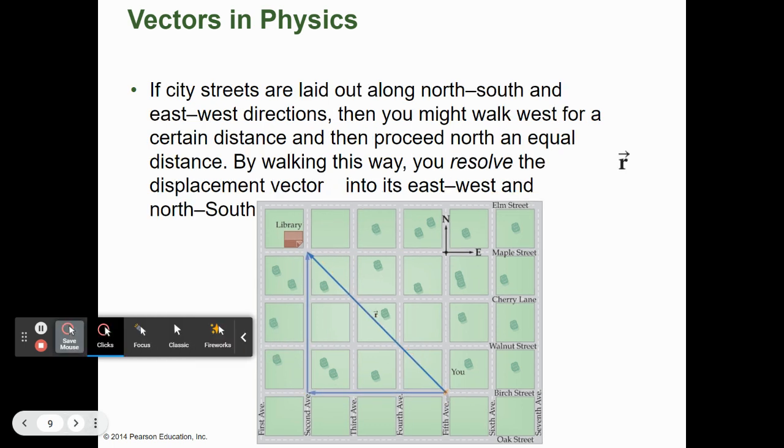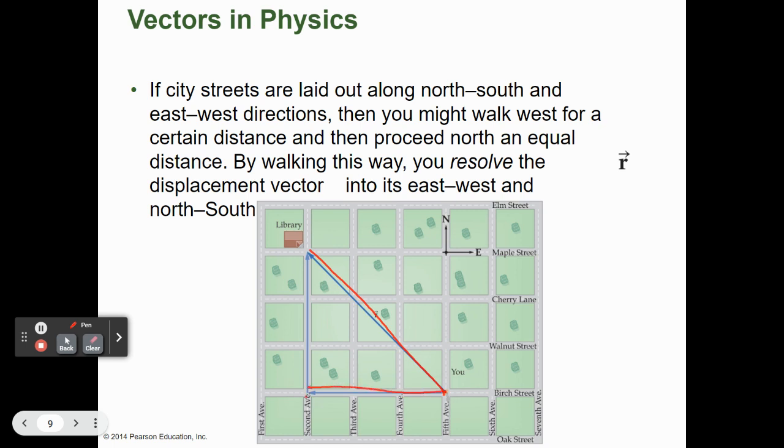So when we do that, when we take this one vector and we break it up into its westerly direction and its northerly direction, we say that we are breaking it up into its components. We resolve that displacement vector, this displacement. We resolve it by breaking it up into how far west, how far north.